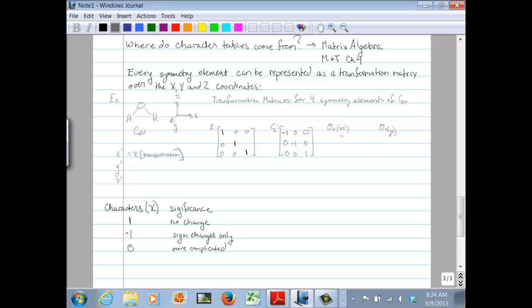Okay. How about sigma V XZ? So we have to remember how we're defining this. So XZ is basically the plane of the paper. So if you reflect through the plane of the paper, what happens to X?